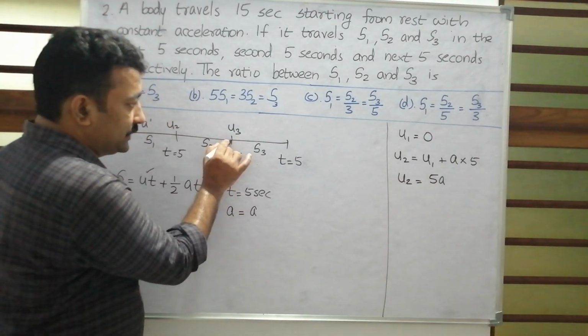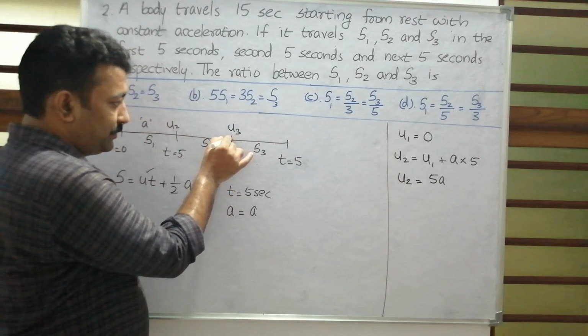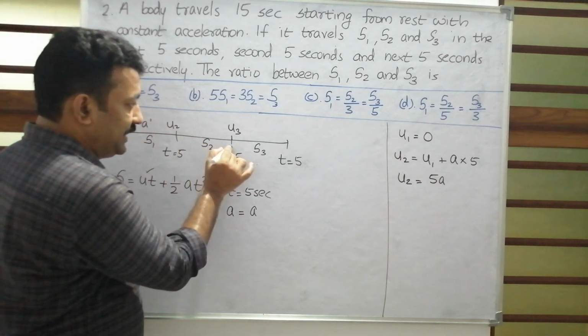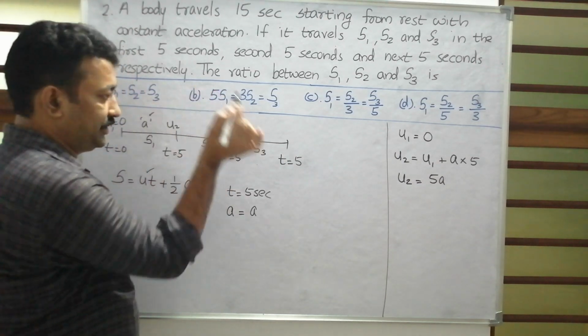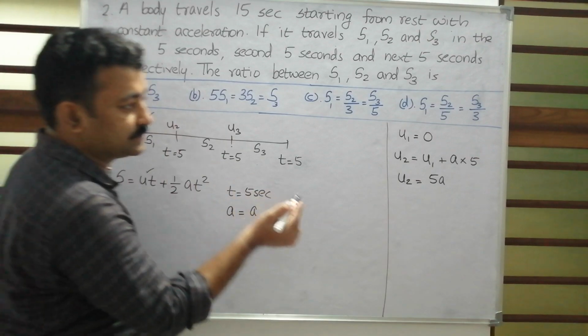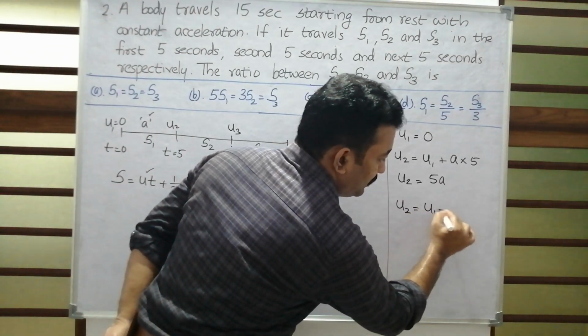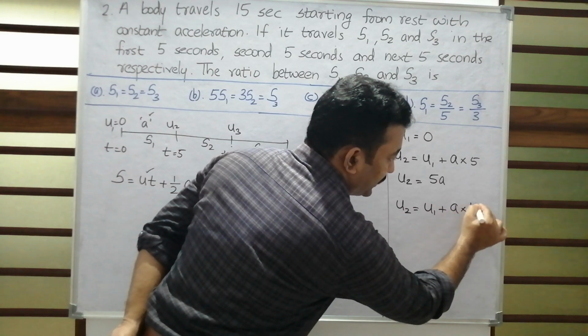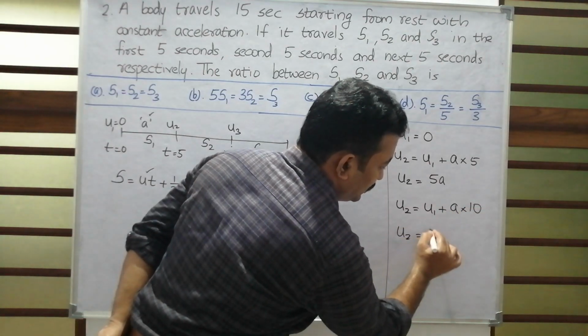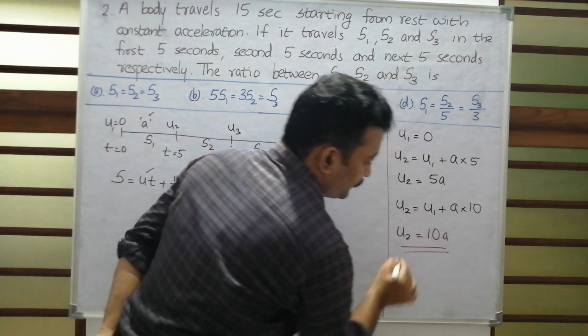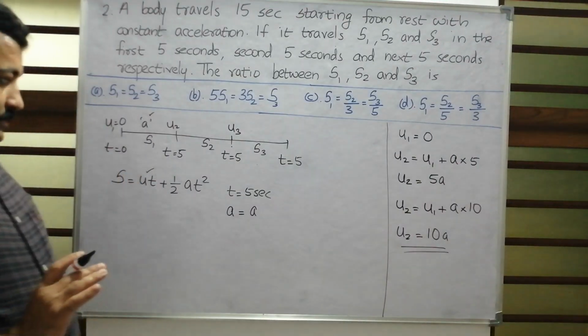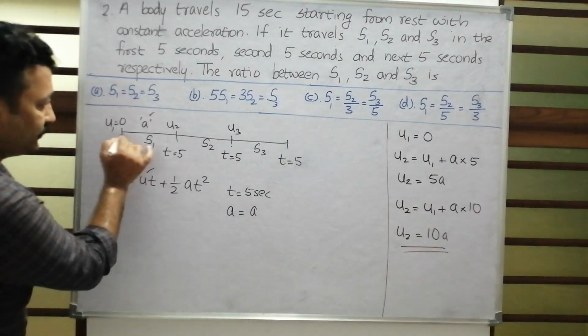What about u3? That will be the velocity gained by the particle after traveling 10 seconds with the same acceleration starting from rest. So u3 is equal to u1 plus a into 10. So u3 is equal to 10a. I got every parameter, so I am calculating for the first interval.